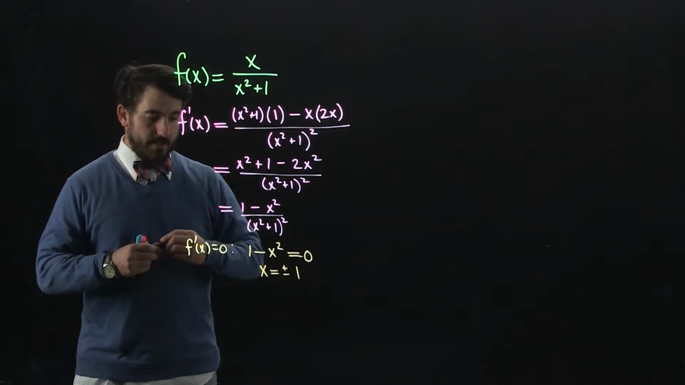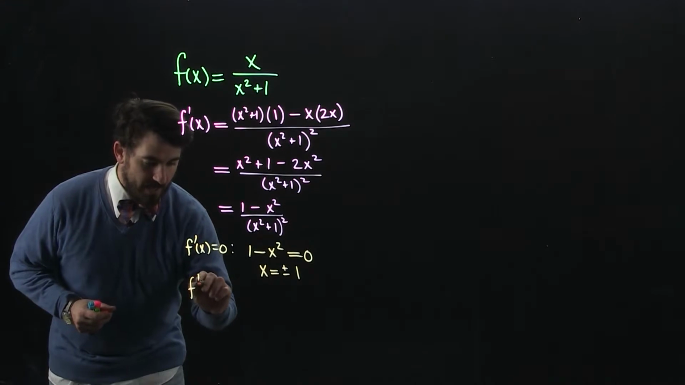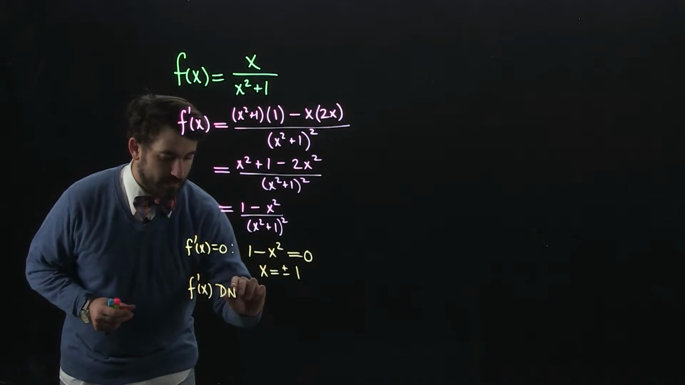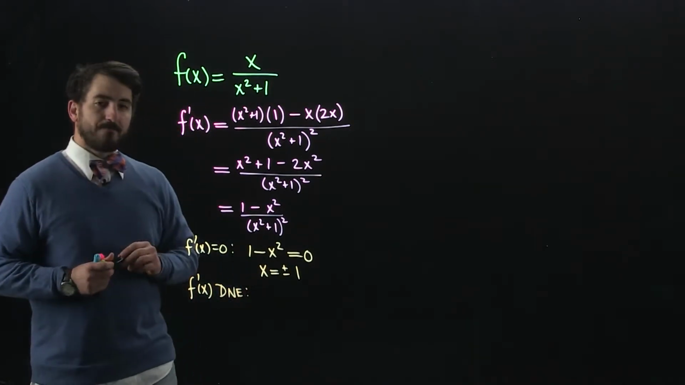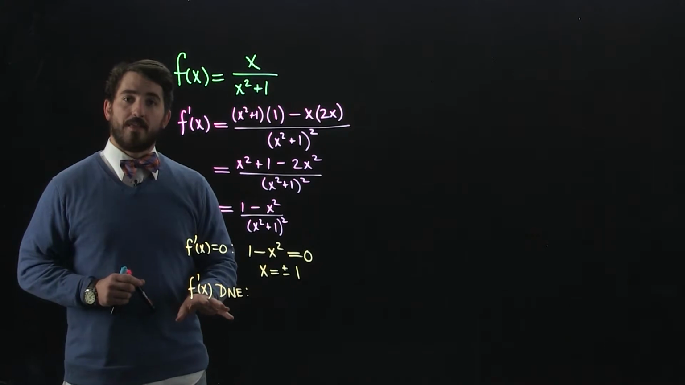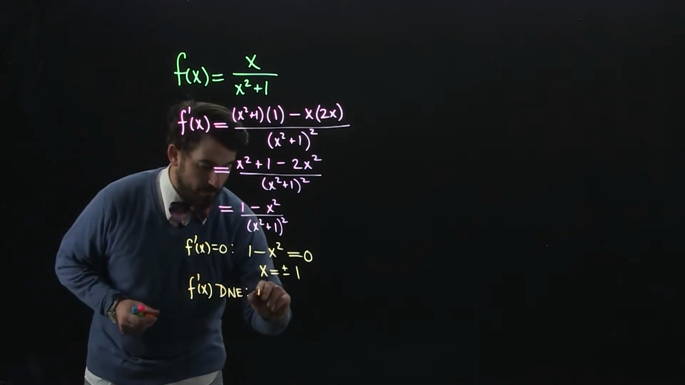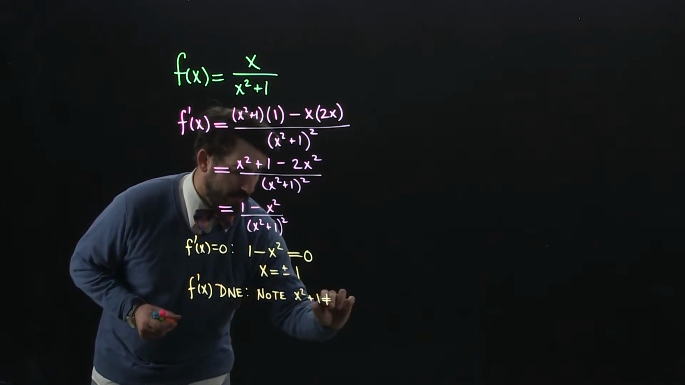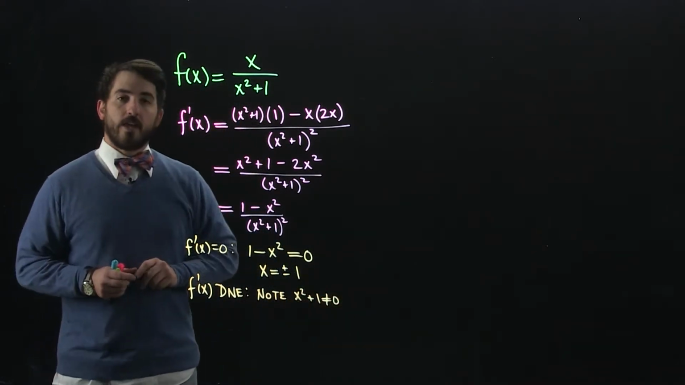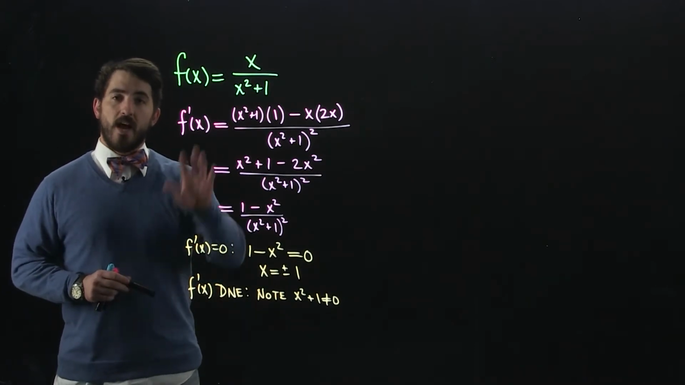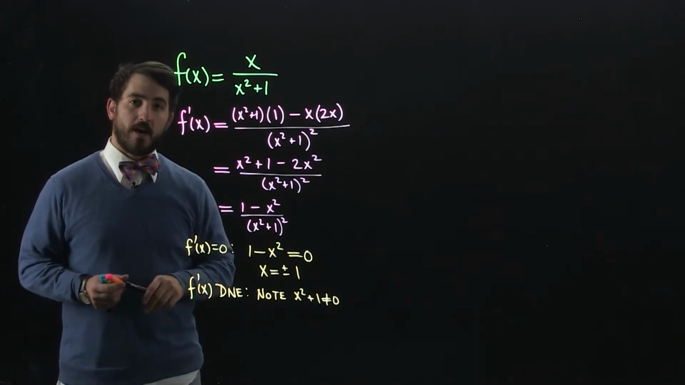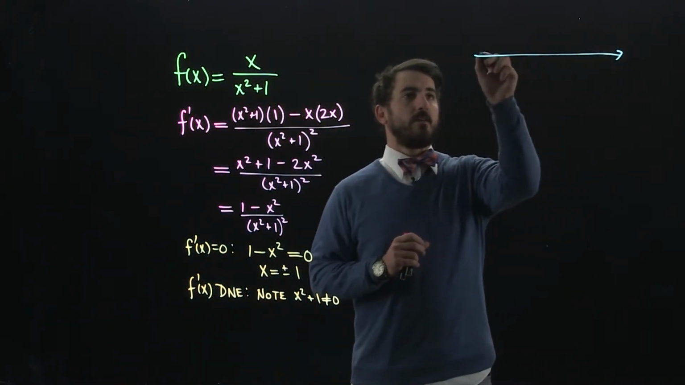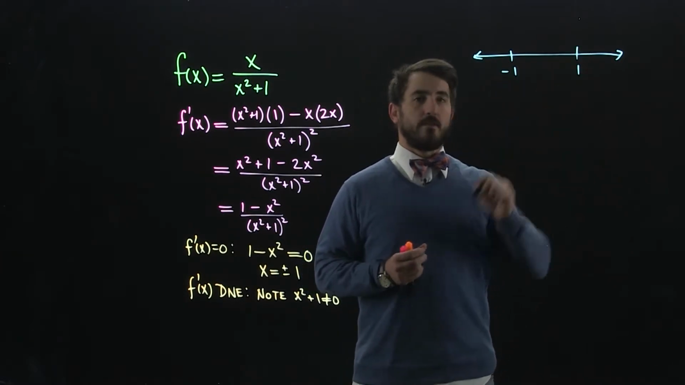The next thing we'll want to consider is, when does f prime of x not exist? Well, the derivative will not exist when the denominator equals 0. But we note x squared plus 1 will never equal 0. So that means that the only critical numbers that we have for the original function are plus or minus 1. So I'm going to put plus or minus 1 on the real number line. There's -1 and there's 1.